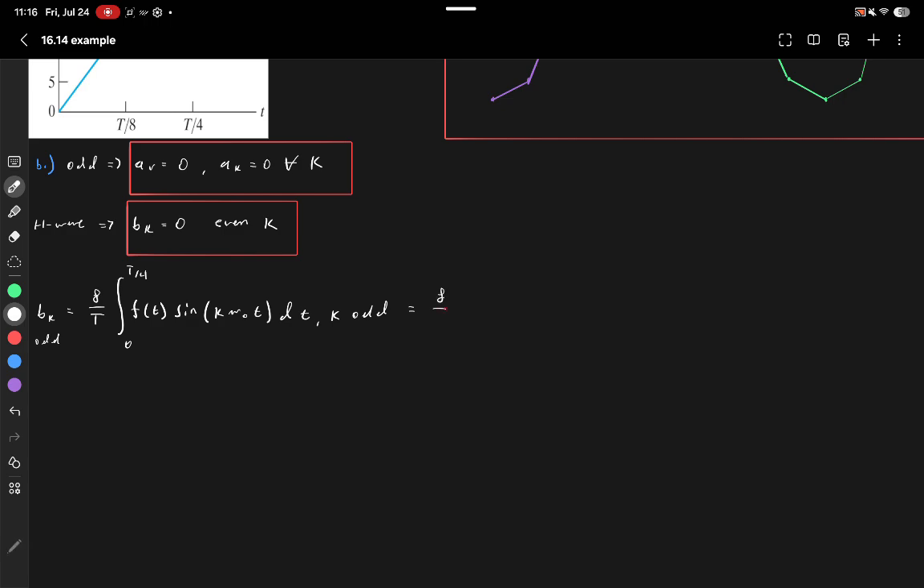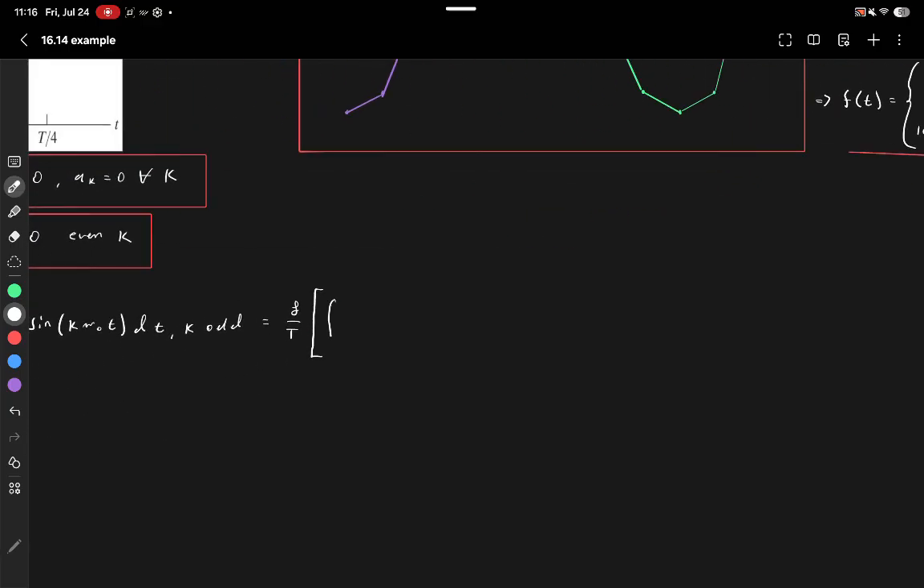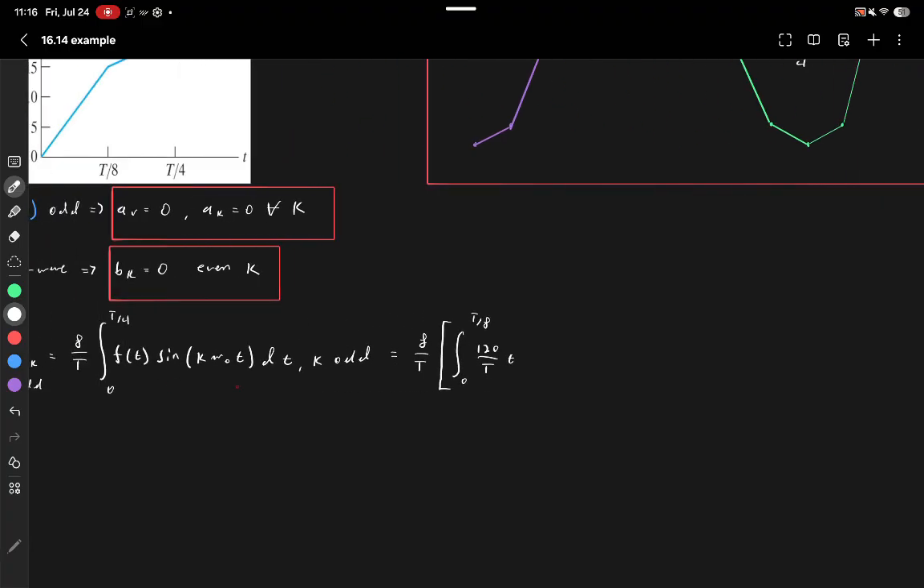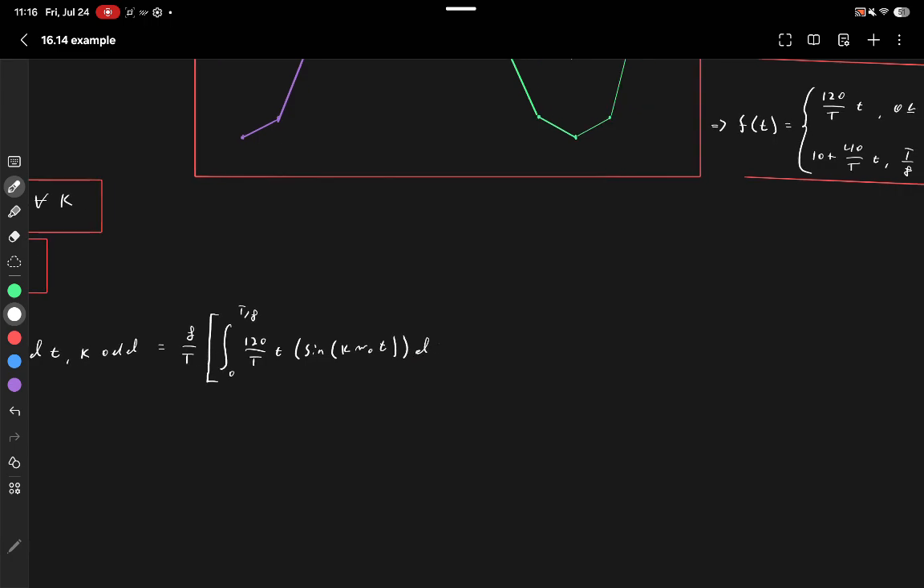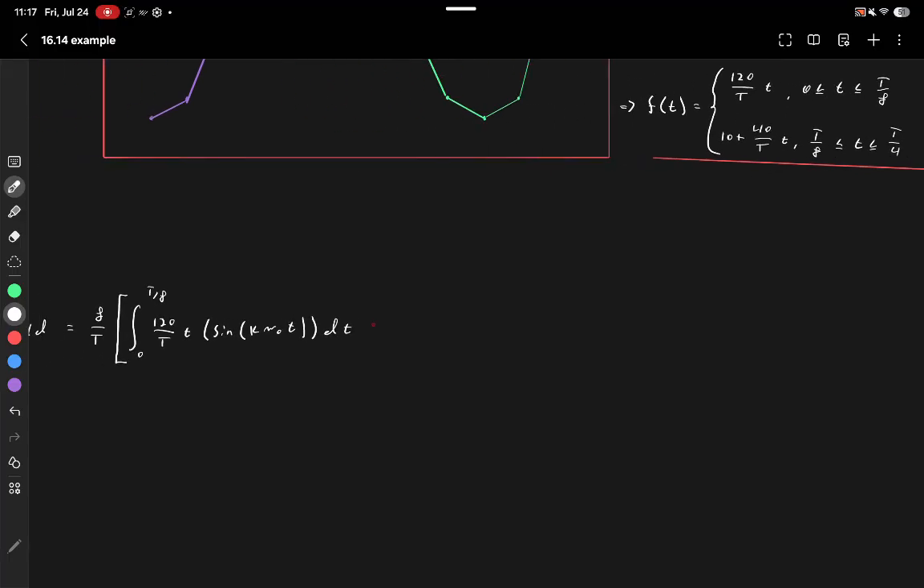We've got our 8 over T sitting out front here. Throw some big brackets because all this stuff is going to be going on. Our first function again from 0 to T over 8. We'll throw that 120t in there, 120 big T over big T times little t. And then part of our formula here, sine of k omega naught t, and then dt. Awesome, we've got our first integration limits there for that first part of the function.